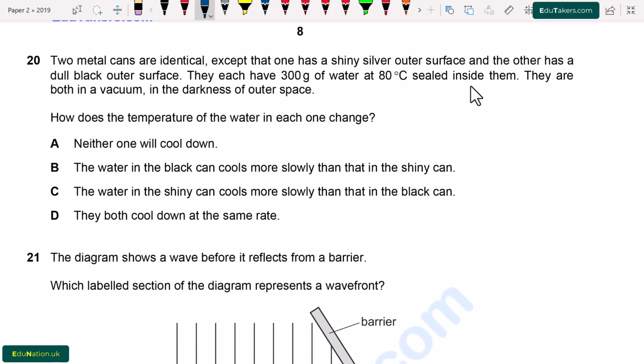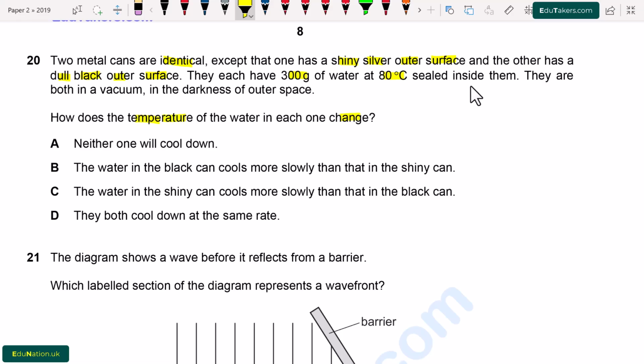Question number 20. 2 metal cans are identical except that one has a shiny silver outer surface and the other has a dull black outer surface. They each have 300 grams of water at 80 degrees C sealed inside them. They are both in vacuum in the darkness of the outer space. How does the temperature of the water in each one change?